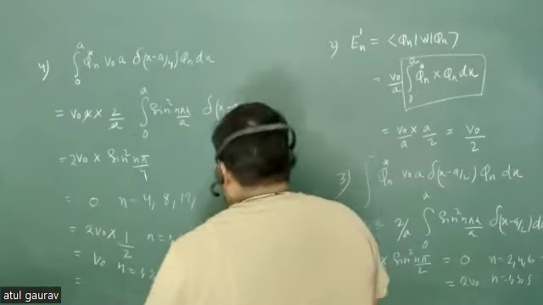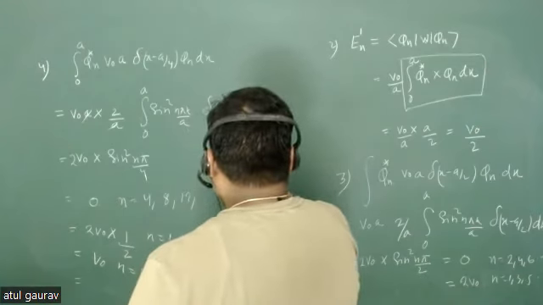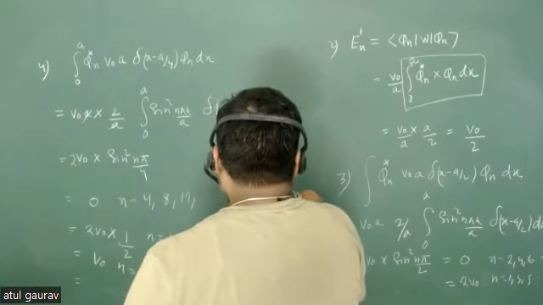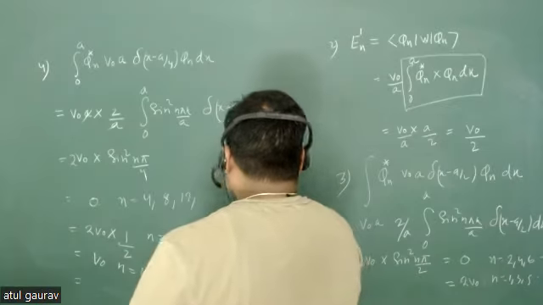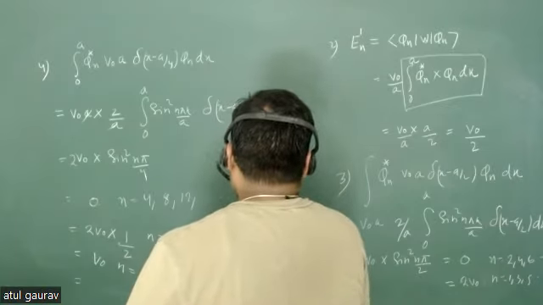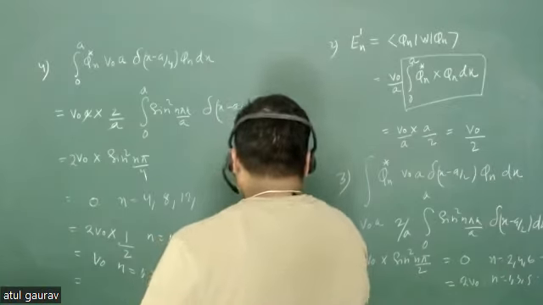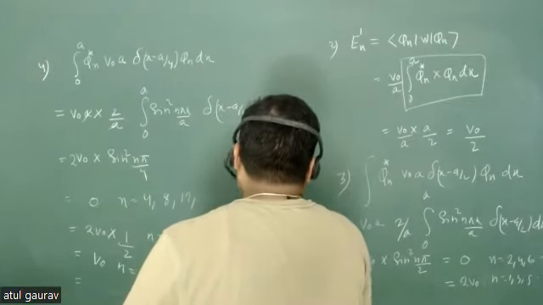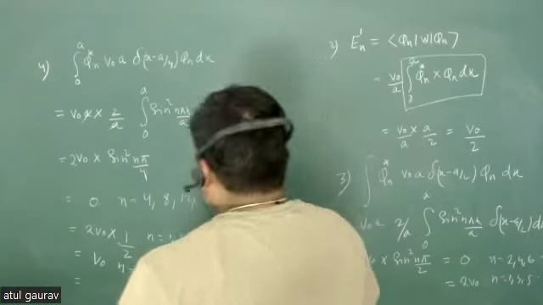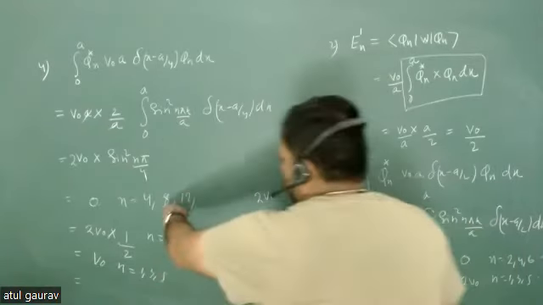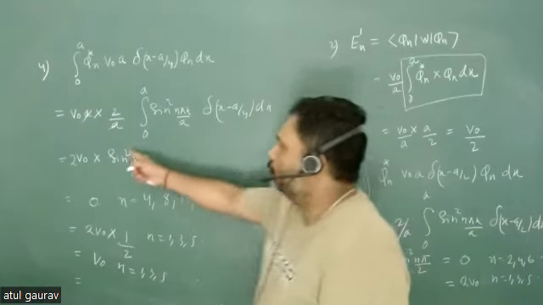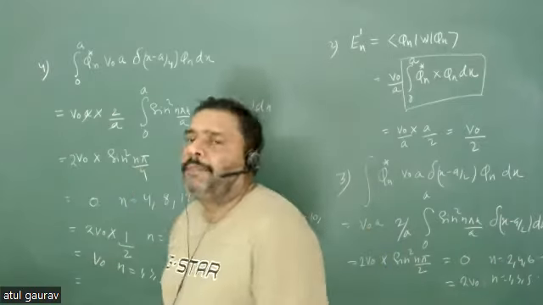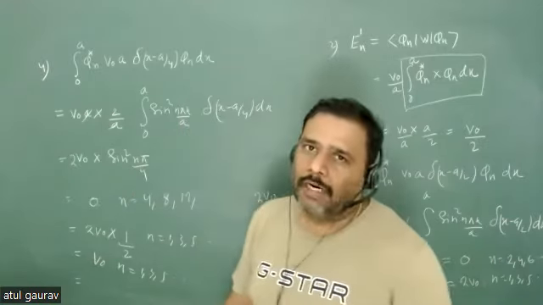So this value is equal to 2v naught, and this is for n equal to 1, 3, 5, sorry, that is 2, 6, 10, and so on. That is divisible by 2, but not divisible by 4. So that value is equal to sine square n pi by 2, and this value is equal to what? 1.